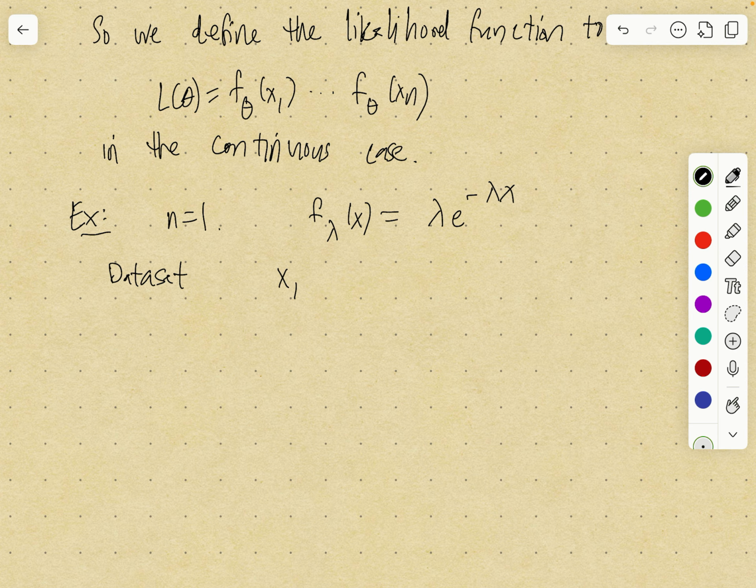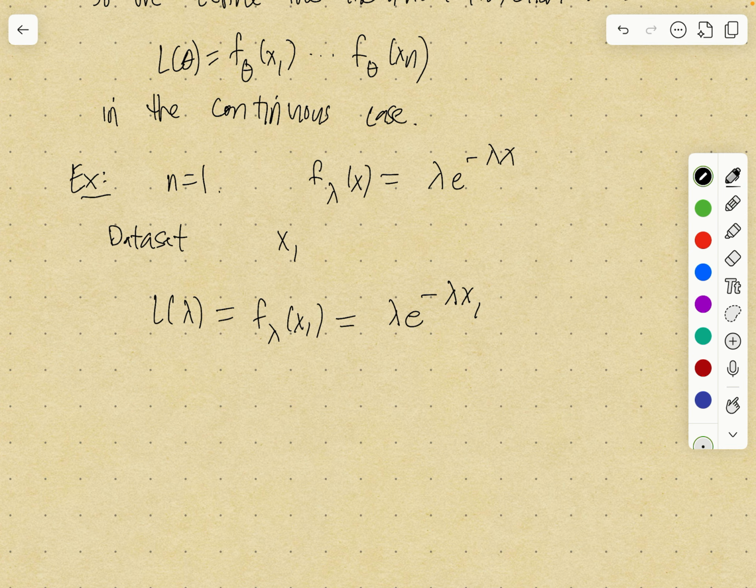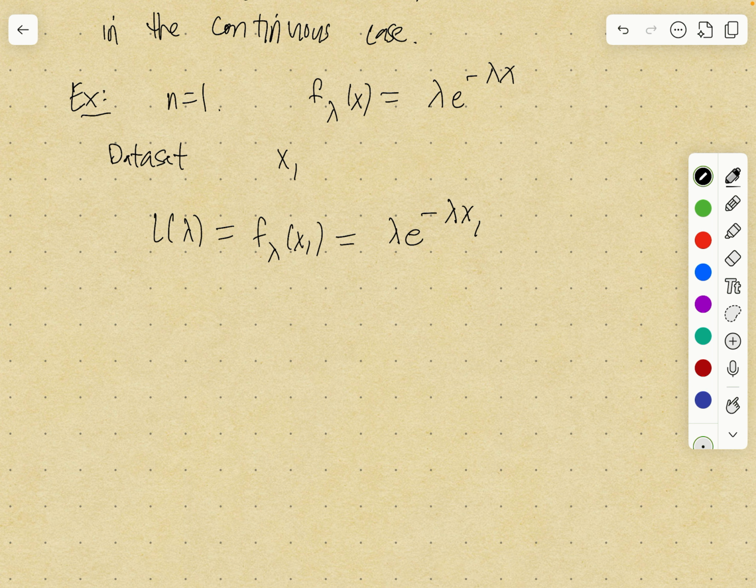Well, that would be L of theta equals f sub theta. Well, in this case, your theta is equal to lambda, right? So L of lambda equals f sub lambda of x1, which is equal to lambda e to the minus lambda x1. Now notice the x1 is a fixed constant, and you're trying to find the lambda that maximizes this. So we have to use some calculus, right? One way to do it is to take the derivative of both sides with respect to lambda and set it equal to 0.